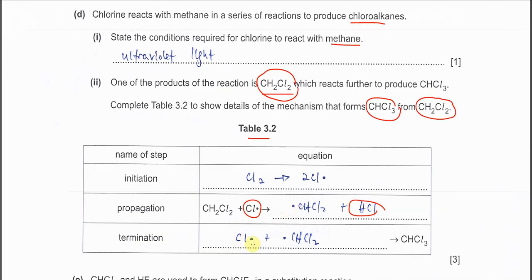Termination is very easy, because it's just one step to form this product, CHCl3. So we just use the radical formed in propagation, which reacts with the chlorine radical. These two will form a bond and form CHCl3. So the last step, the termination step, you need to use these two radicals, the chlorine radical and the CHCl2.